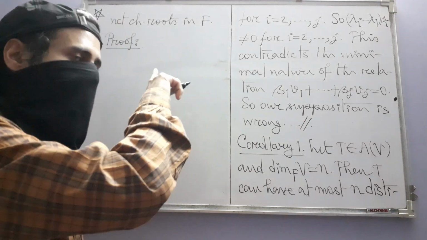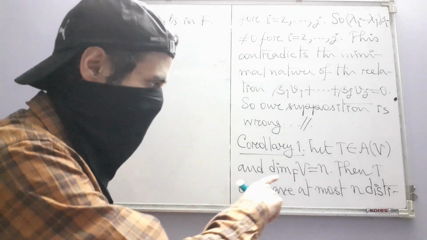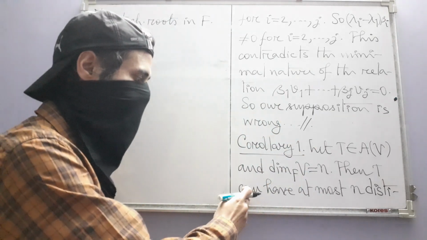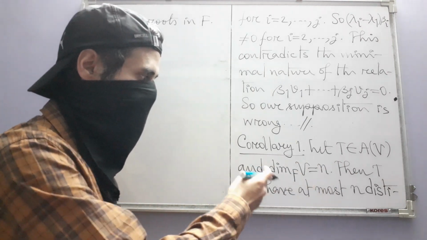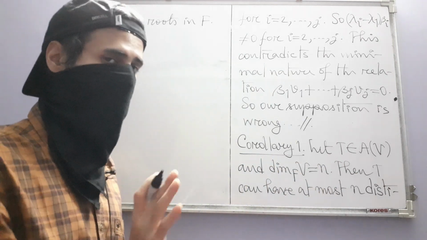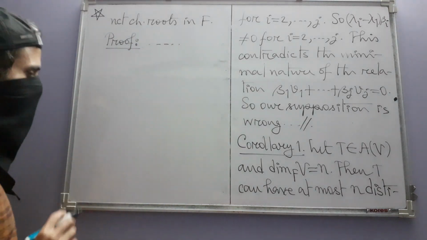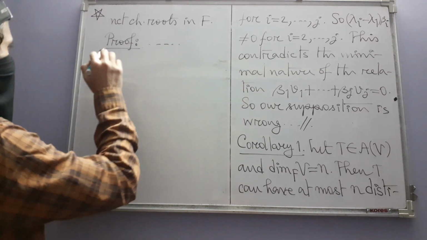So if you go back to the characteristic roots, it means that there can be at most n distinct characteristic roots, not more than that. Maybe actually the number of distinct characteristic roots is less than n, but never more than n. So that is the proof actually. There is no need to write this separately. And there is a second corollary.